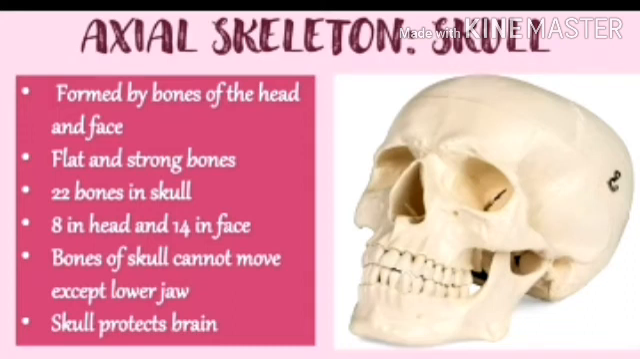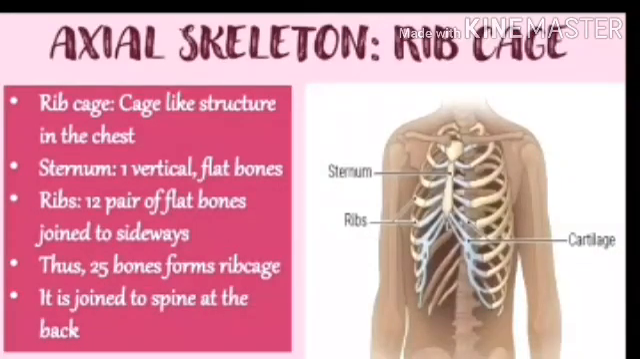Now, except for the lower jaw, none of the bones of the skull can move. Only the bone of the lower jaw can move. So we can move our mouth, as the lower jaw has movement. Except that, no other bone can move. Again, the skull protects the brain. Yes, a very important thing: the skull protects the brain. Understood? Now the next axial skeleton is the rib cage.